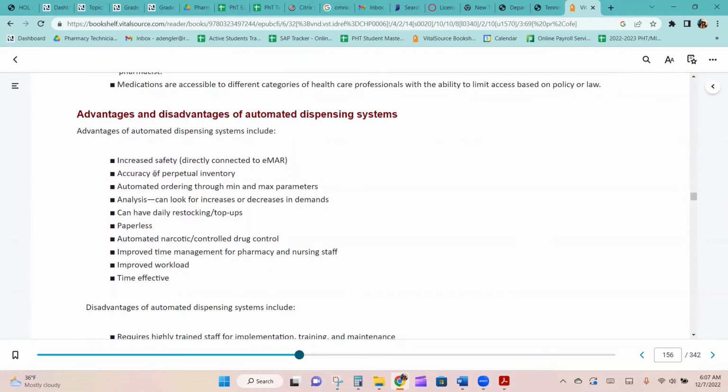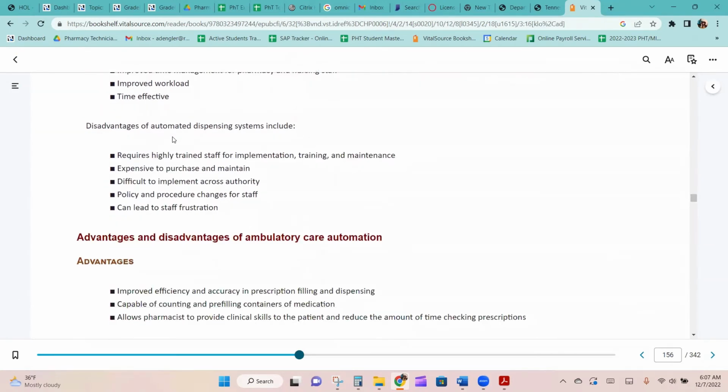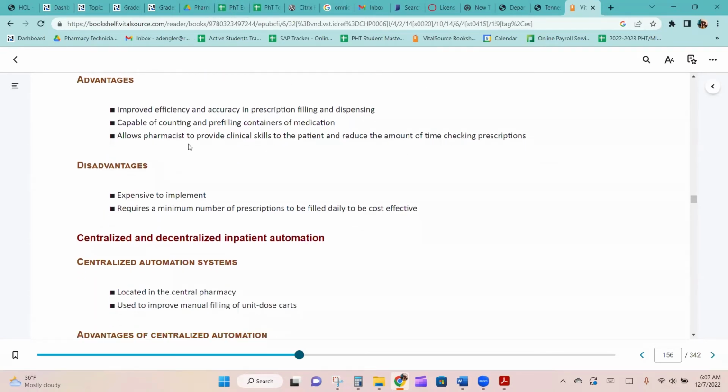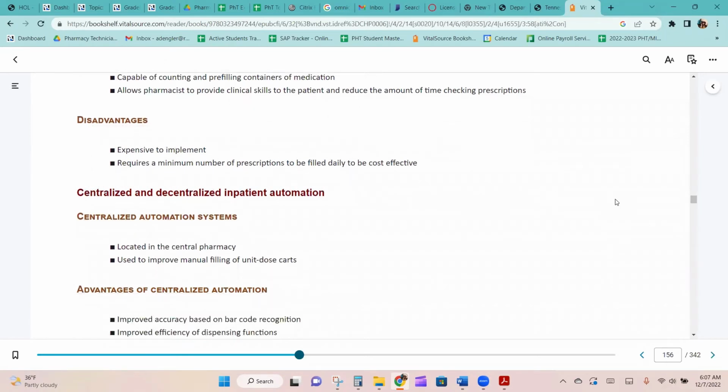So some advantages are increased safety, paperless, time effective. Some disadvantages can lead to staff frustration, difficult to implement across an authority, expensive to purchase and maintain. So, advantages and disadvantages of ambulatory care automation. Advantages allow pharmacists to provide clinical skills to the patient and reduce the amount of time checking prescriptions. Disadvantages: expensive to implement, requires a minimum number of prescriptions to be filled daily to be cost effective.